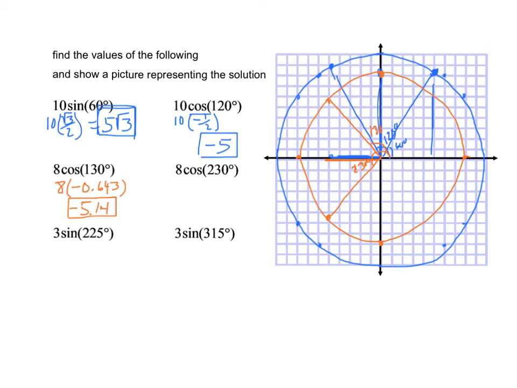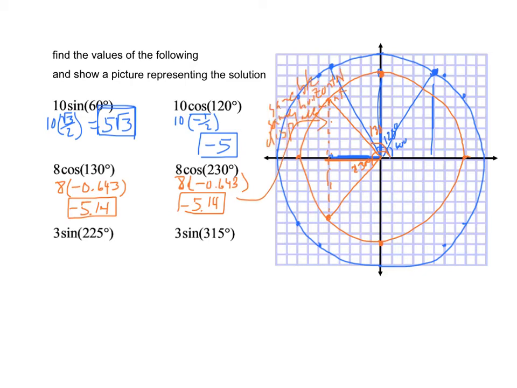Okay, 8 cosine 230. Now interestingly enough, that 230 degrees is actually perfectly below the 130 degrees. And there's a relationship here that the 130 is actually 50 less than 180, and the 230 is 50 more than 180. When you flatten them out, they're going to have the same horizontal displacement. Those cosine values are the same. And that's kind of a neat thing there.